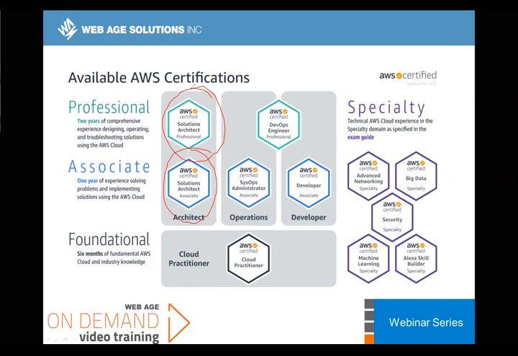I would say big data or advanced networking are good sort of next step certifications for a professional that's already achieved their solutions architect professional or a DevOps engineer professional. Both of those are sort of crucial to certain roles, and of course, they can be a good next step for a certain type of engineer.